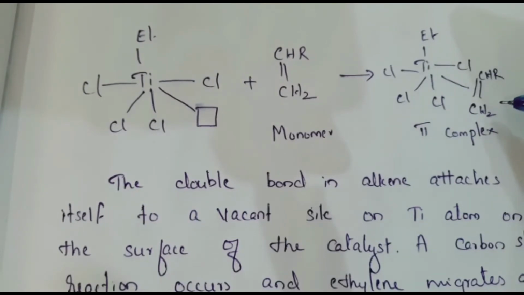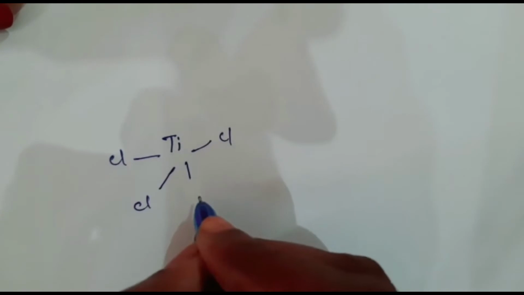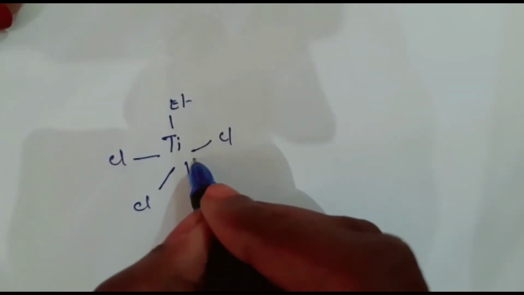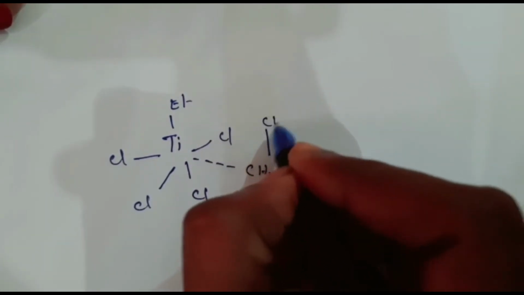This pi complex is not stable, so it has to be rearranged. This double bond will be changed to a single bond. Then only it will form a stable compound. So before forming a stable compound, it will undergo a transition state or intermediate. We can write it as Ti, Cl, Cl, Cl, Cl, here Et, then here CH2, then this double bond will be broken.